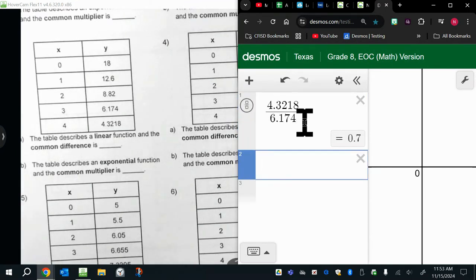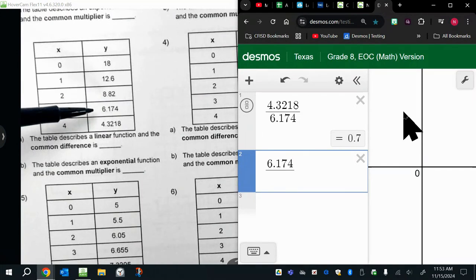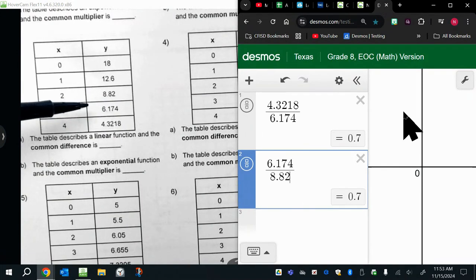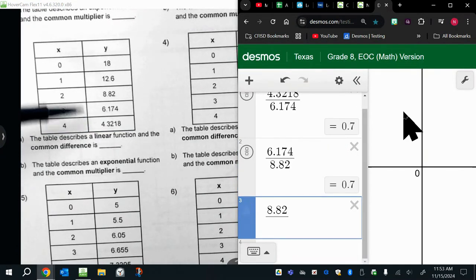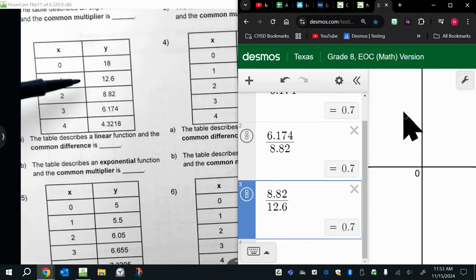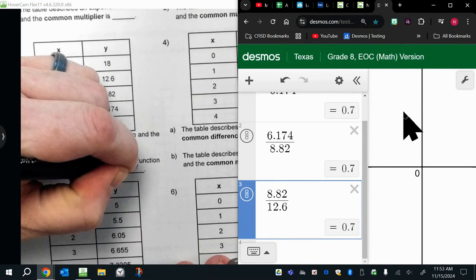So my next question is, what if I do it again? Take the 6.174 and divide it by 8.82. Hey, that's 0.7. If I continue this, 8.82 divided by the number above it, 0.7. So as I do this each time, this is multiplying by 0.7.